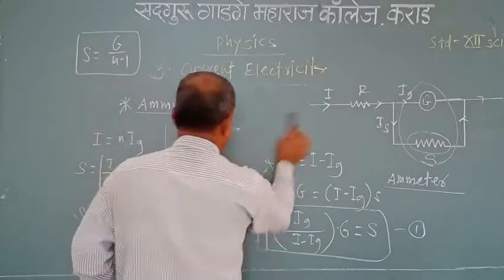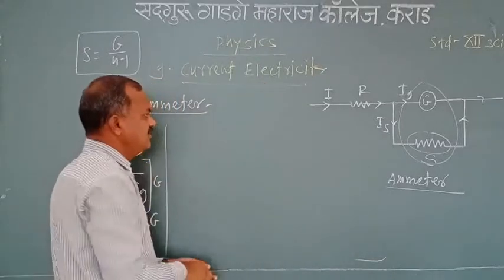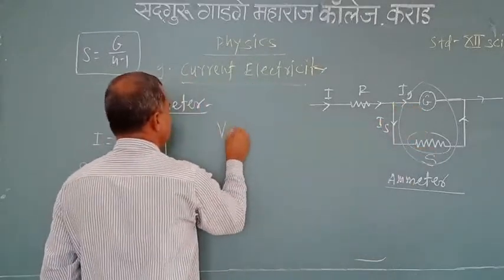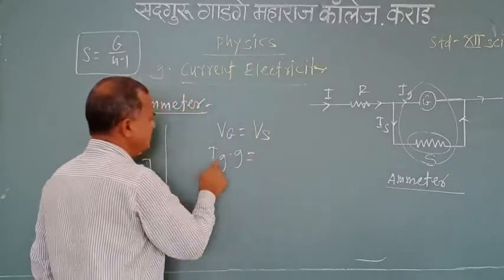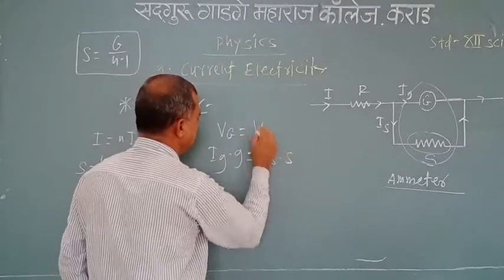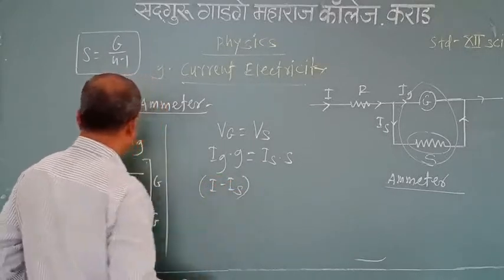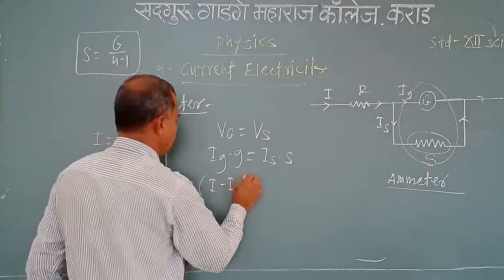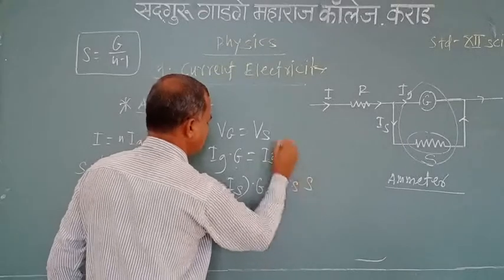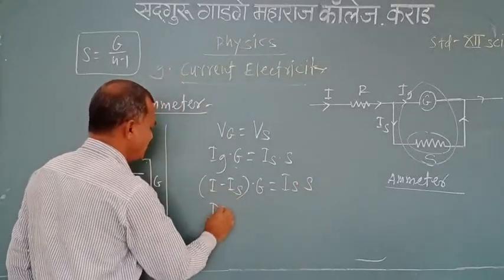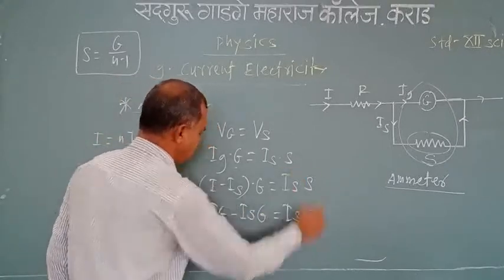Then also we have some equations. Here potential across G equal to potential across S, that is Vg equal to Vs. According to Ohm's law, Ig into G equal to Is into S. Substitute the value of Ig, it is I minus Is. I minus Is into G equal to Is into S. Multiply by G, that is I into G minus Is into G equal to Is into S.